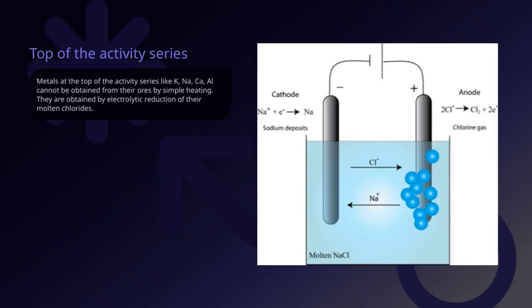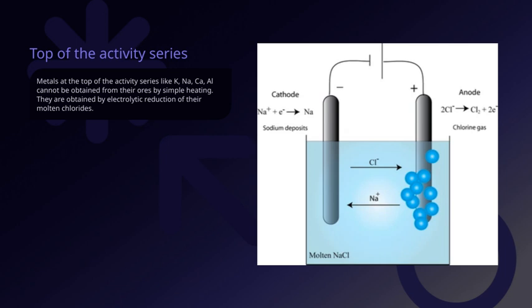Now, let's talk about metals that are at the top of the activity series, such as potassium, sodium, calcium, and aluminum. These metals are so reactive that you can't simply obtain them by heating their ores. Instead, we use a different method, electrolytic reduction of their molten chlorides. This process is essential because their high reactivity makes traditional extraction methods ineffective. By passing an electric current through their molten chlorides, we can effectively reduce these metals to their metallic form. This highlights the importance of understanding the activity series, as it guides us on the best extraction techniques for different metals.